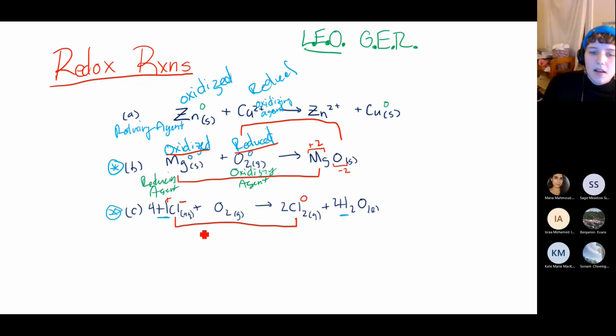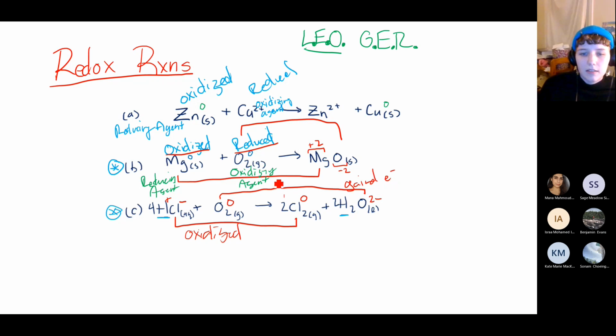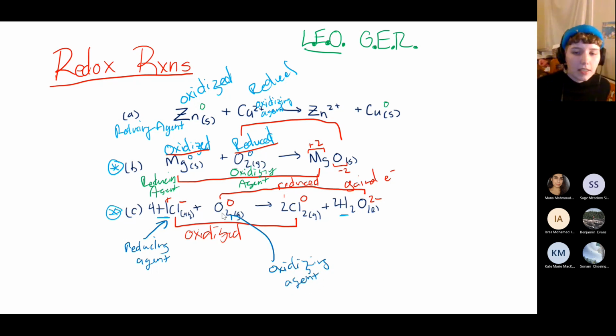So that means it has lost 1 electron, so it's being oxidized. And here oxygen is in a state of 0, the diatomic, and oxygen here is negative 2, so it's gained electrons, and that means it is being reduced. And HCl is the reducing agent, and O2 is the oxidizing agent. All right, perfect. Great job, everyone.